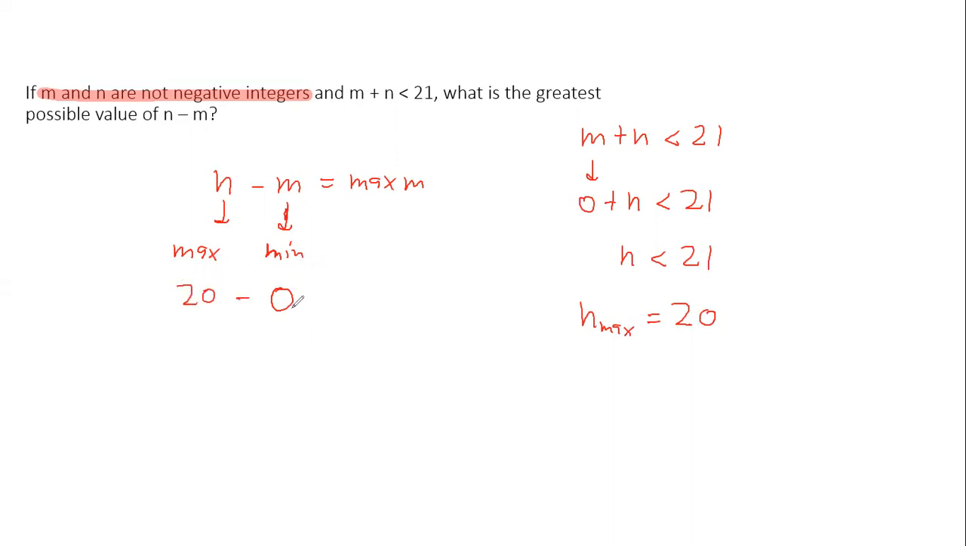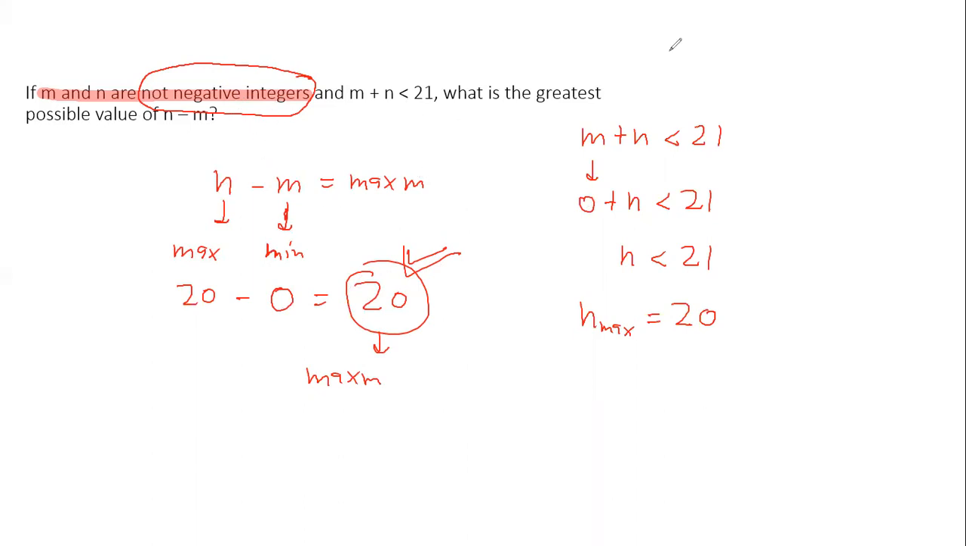The minimum value of m is 0, and their difference will be 20, which is the maximum possible value. So what's the maximum possible value of n minus m? That's 20. That's my answer. So guys, here you have to be very careful of this thing, non-negative integers. Generally students take the minimum value as 1, but that's wrong. When I say non-negative, you have to consider 0. That's the very important part here. So I hope guys this question is clear.